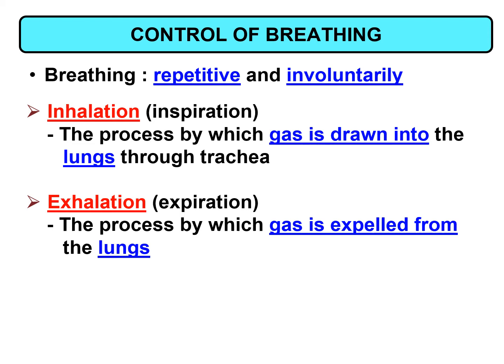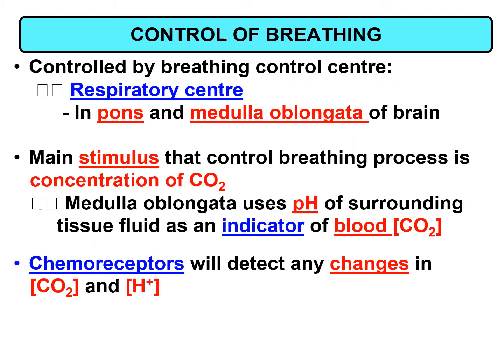Inhalation is inspiration, meaning that we take in air into our lungs, while exhalation is the process when we expel the gases out of the lung. Our breathing is controlled by the breathing control center, which is called the respiratory center. It is located in the pons and medulla oblongata of our brain.